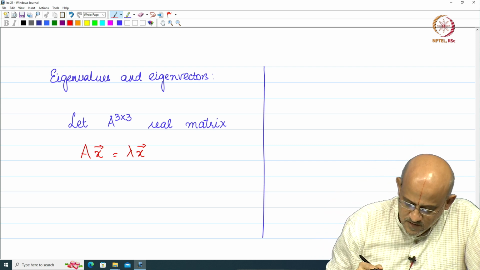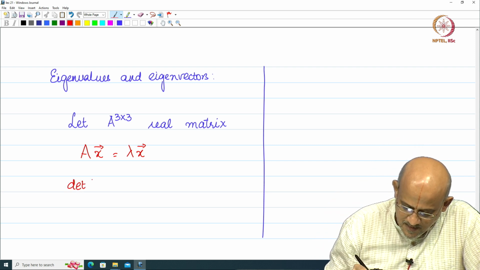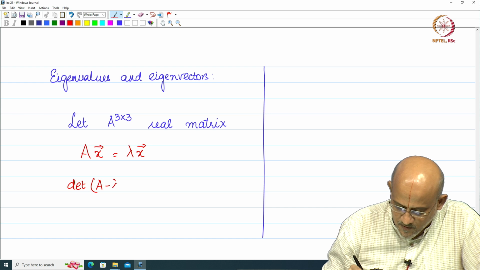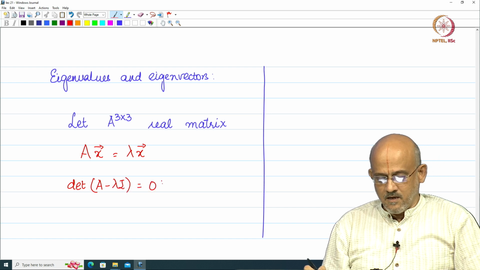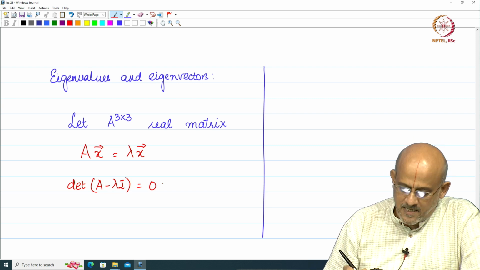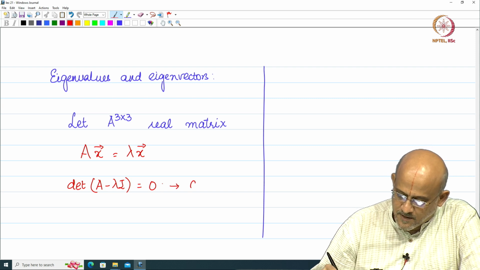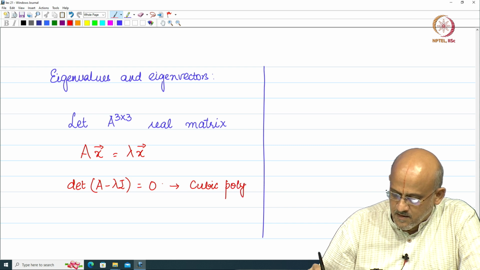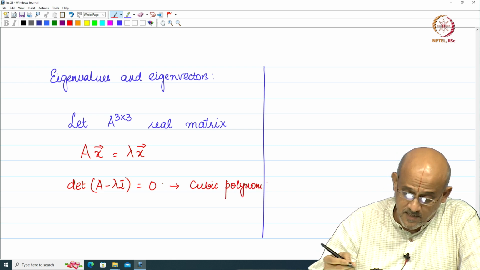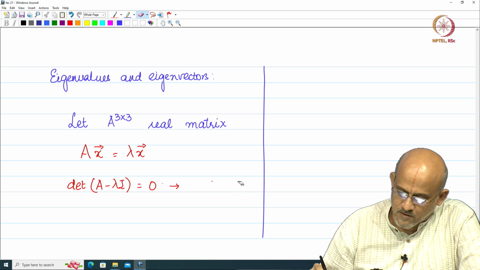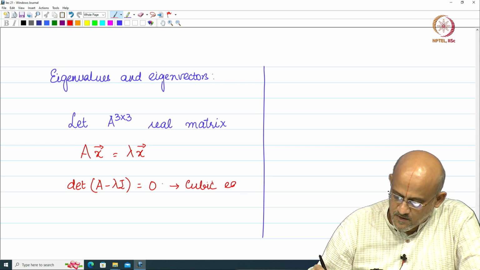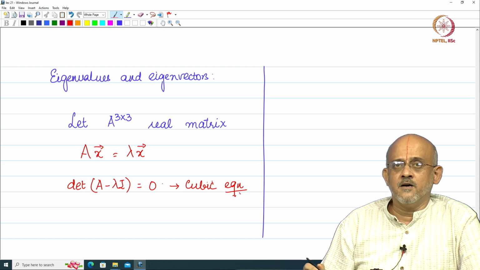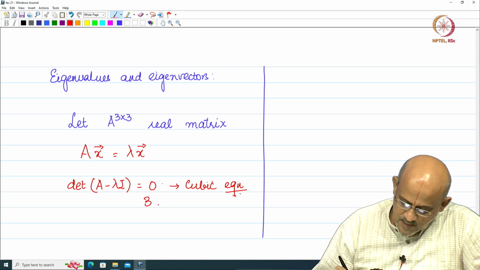Now if you do this, determinant of A minus lambda I equal to 0, which is basically the characteristic polynomial here, we get something interesting. It is a 3 by 3 matrix, therefore this is going to be a cubic polynomial and therefore a cubic equation. In fact, this is the characteristic equation. So therefore you are going to have 3 roots here.